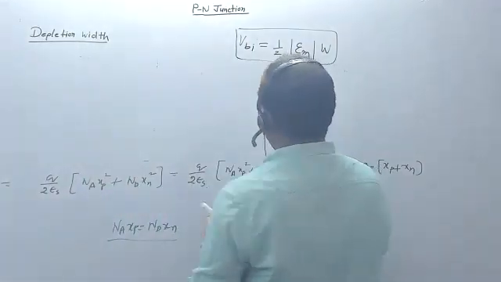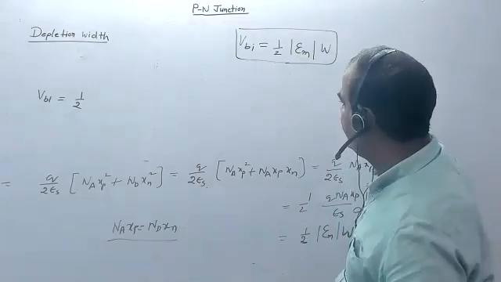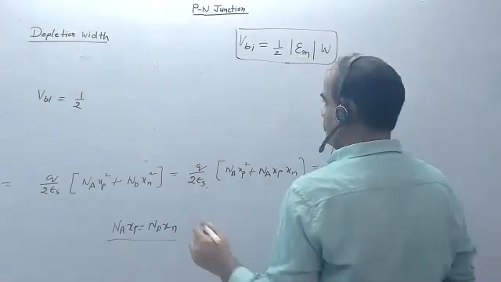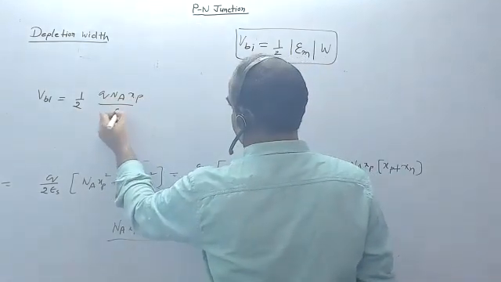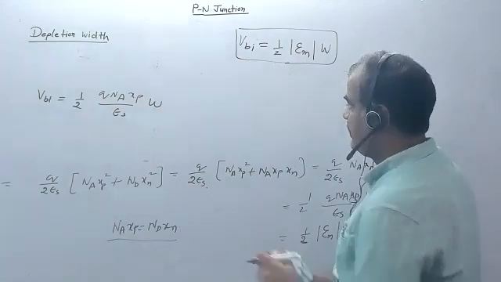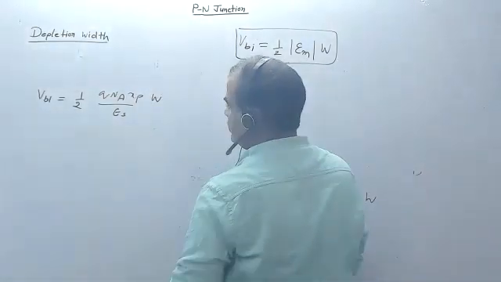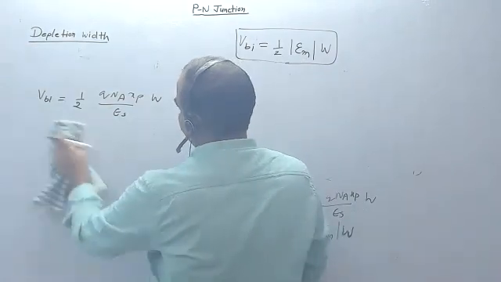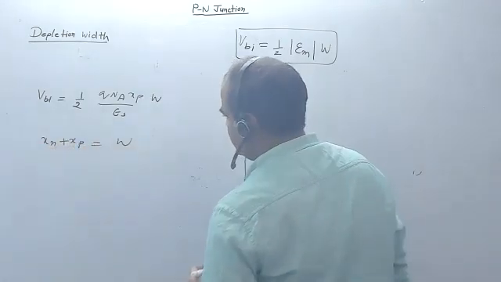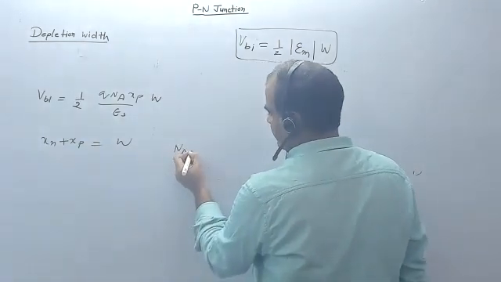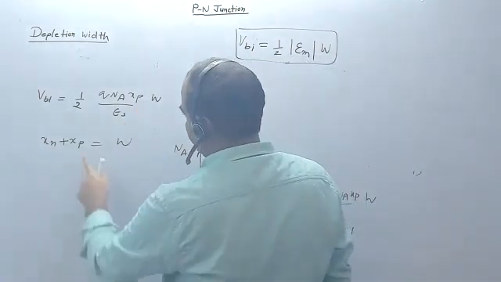So I have now VBI, half, because depletion width varies when we change the built-in potential. E max is already done here. This is q na xp es W. Now I know the relation between xn and xp: xn plus xp is W. I also know that na xp equal to nd xn. So here I can get the value of xp in terms of W.